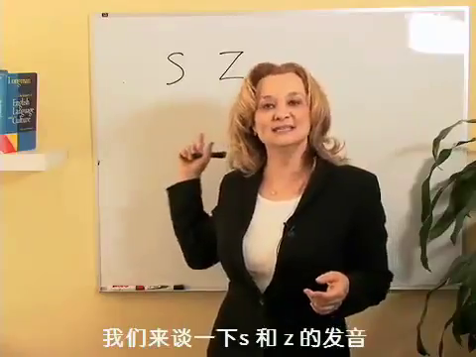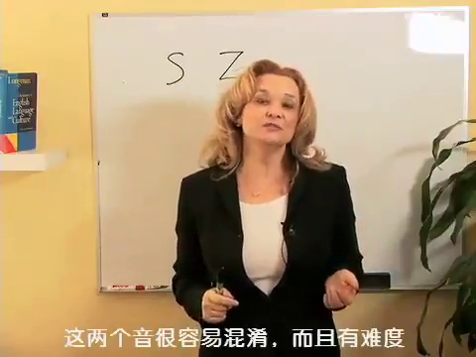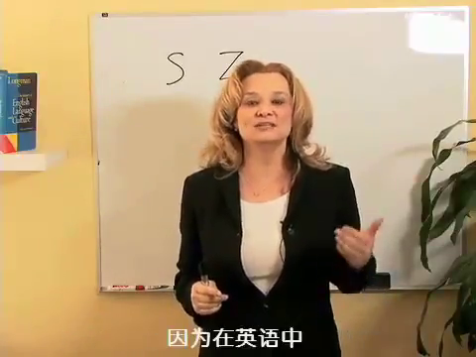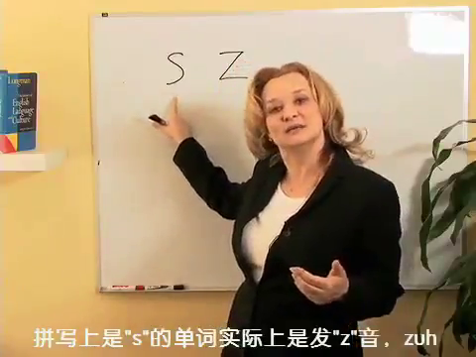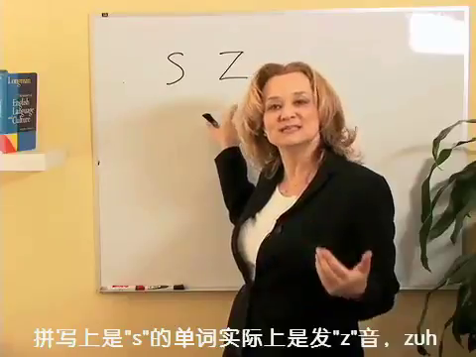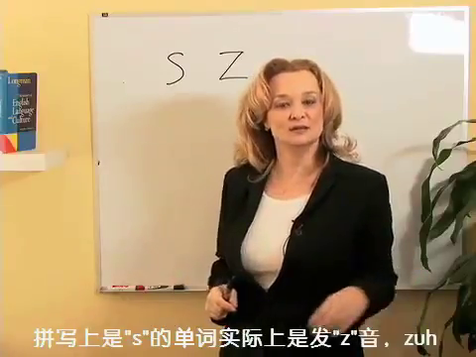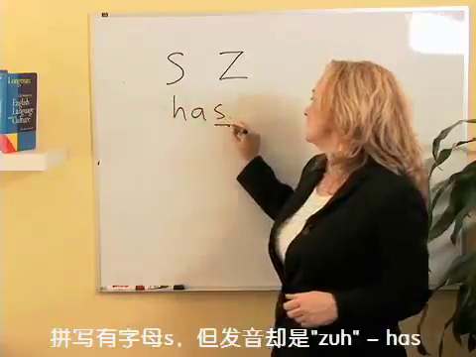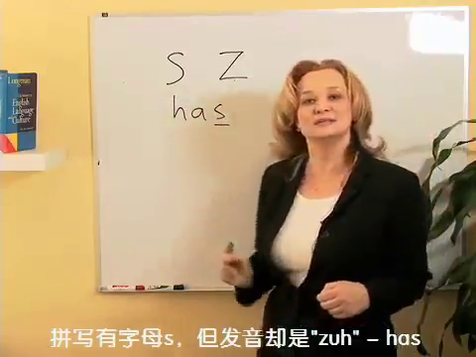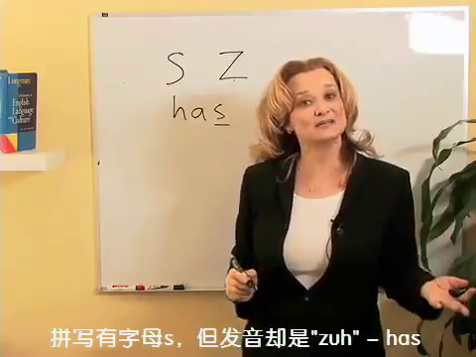Talk about the S and the Z sounds. This can be confusing and difficult because in English, very often a word is spelled with an S, but it's actually pronounced with a Z sound. For example, the word "has." It's spelled with an S, but the sound is actually Z: "has."